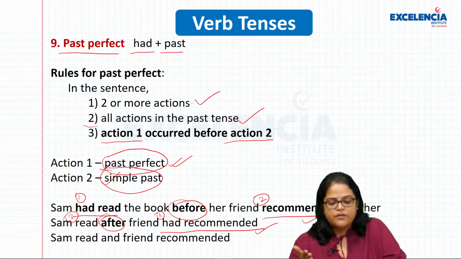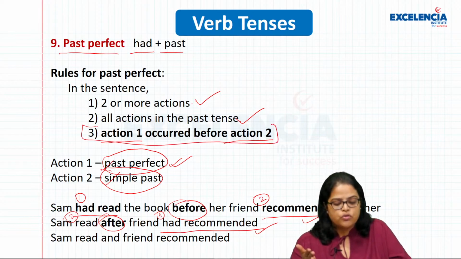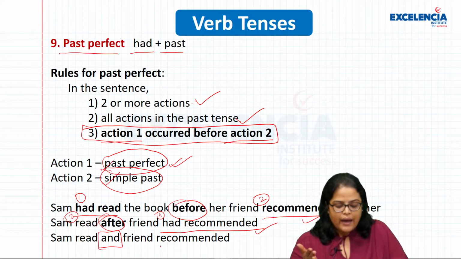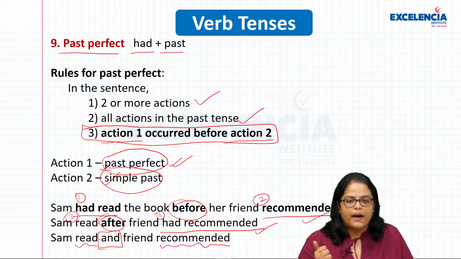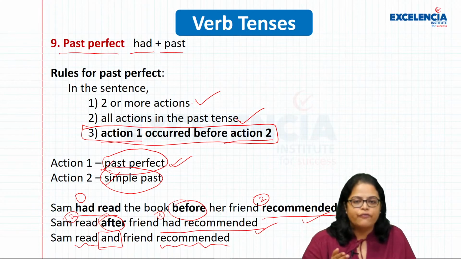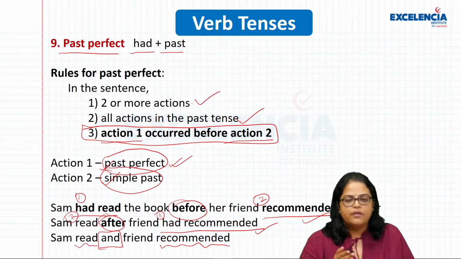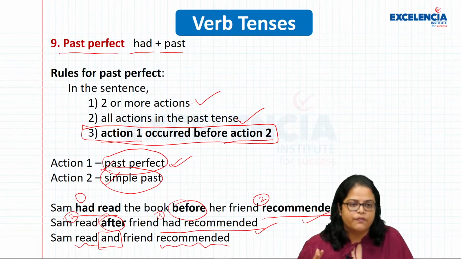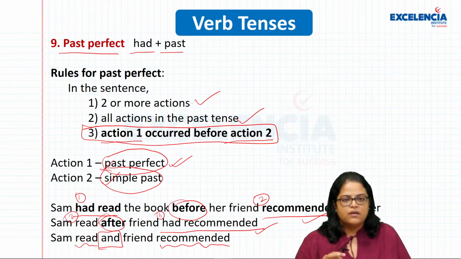The sequence of events, okay, this third point is so important, guys, that if I use an "and," I can't use a past perfect. If you notice, I'm using simple past. Sam read and friend recommended. I don't know the sequence. Because I don't know the sequence, I can't use a past perfect. So I'm very fussy. I have to know the sequence to be putting a past perfect in the sentence.